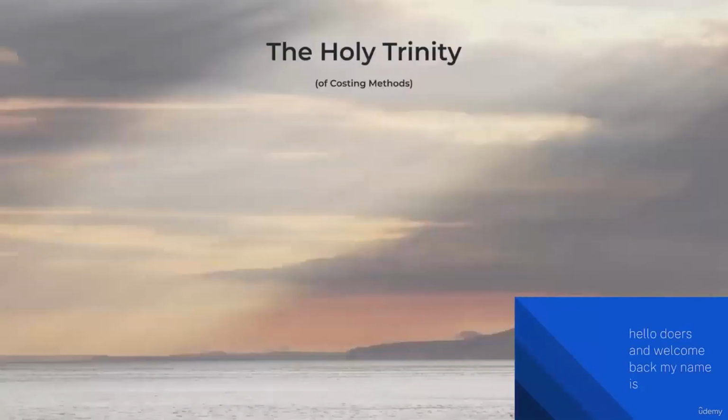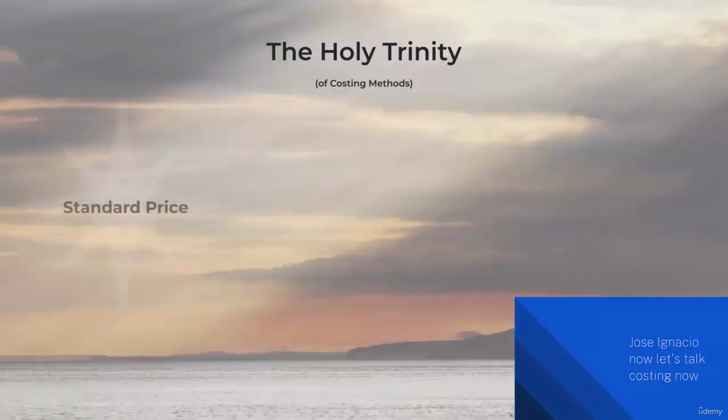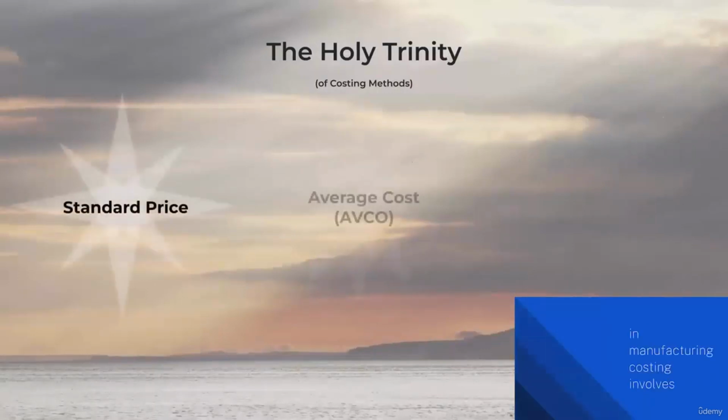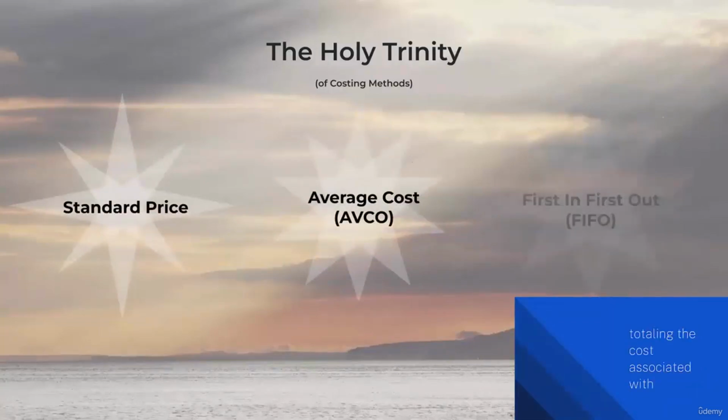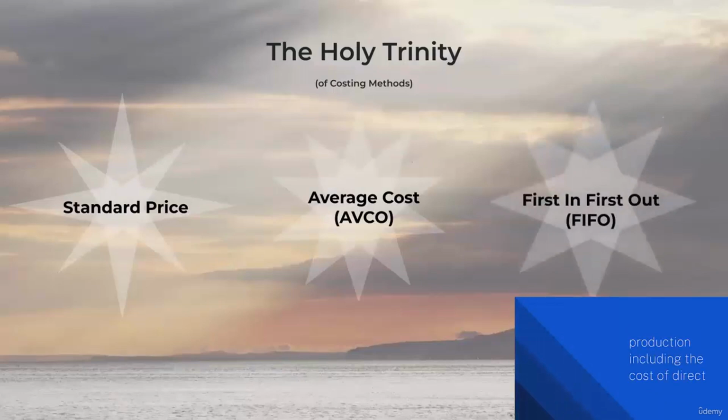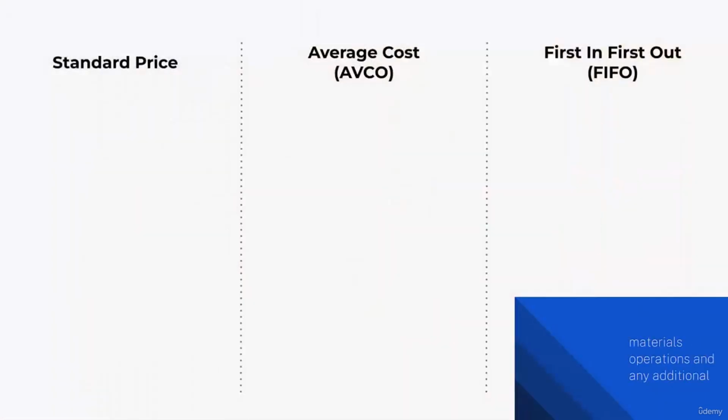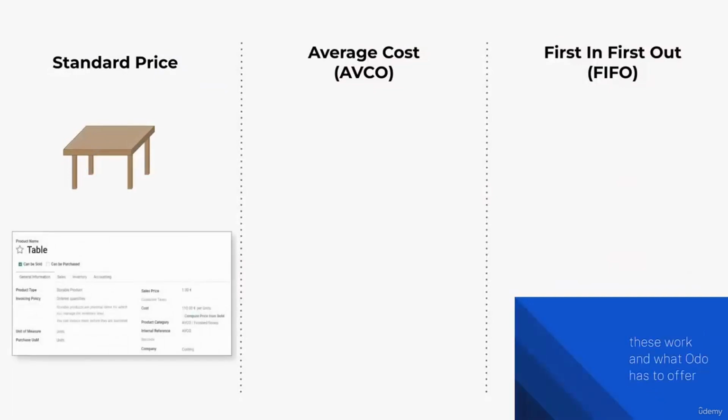Hello doers, and welcome back. Now let's talk costing. In manufacturing, costing involves totaling the cost associated with production, including the cost of direct materials, operations, and any additional overhead you might have. In the next couple of videos, we'll cover how each of these works and what Odoo has to offer when it comes to them, and how to configure them inside of Odoo.